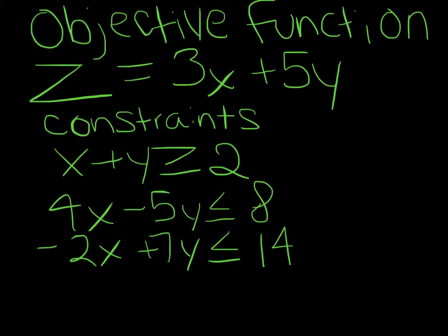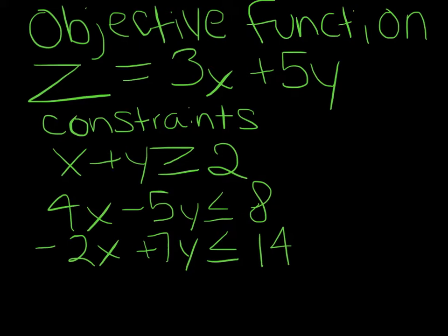The constraints are x plus y is greater than or equal to 2, 4x minus 5y is less than or equal to 8, and negative 2x plus 7y is less than or equal to 14. To graph, you have to set all the constraints to y equals. So for the first equation, it would be y is greater than or equal to, and you just move the x over, so it'd be negative x and then plus 2.